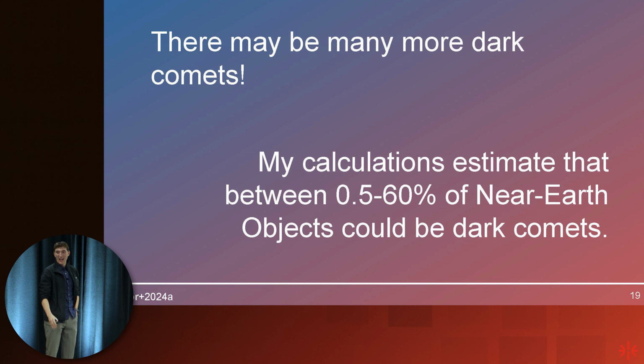We don't have good uncertainties on anything, and so this is what we're stuck with. 60% is quite a lot. 0.5% is still 10,000 objects. So it's quite a few regardless. And even if we're at 0.5%, this is still a significant population and a good amount of mass in the near-Earth environment.